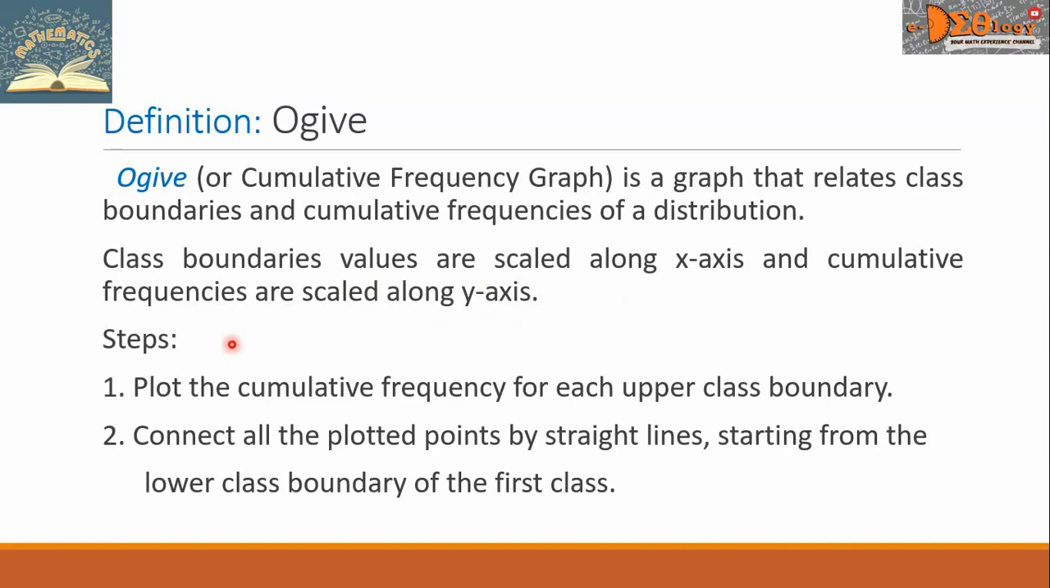Here are the steps on how to construct Ogive. Number 1. Plot the cumulative frequency for each upper class boundary. Step 2. Connect all the plotted points by straight lines, starting from the lower class boundary of the first class.